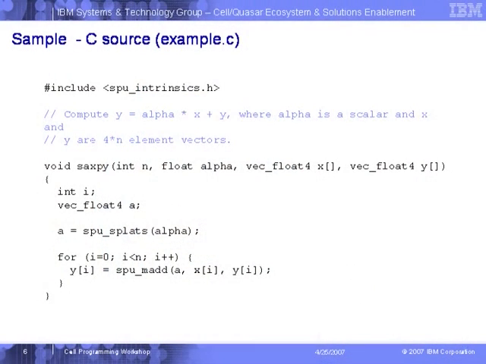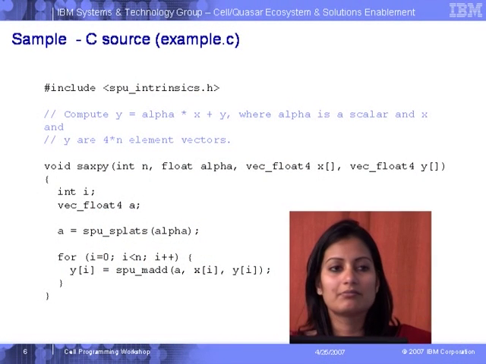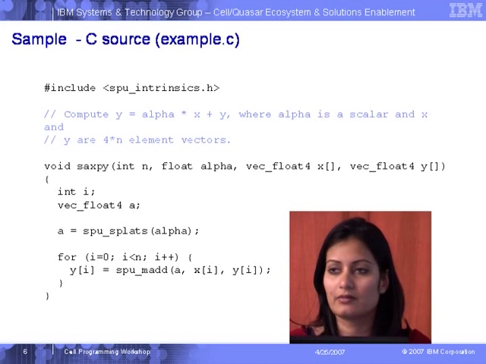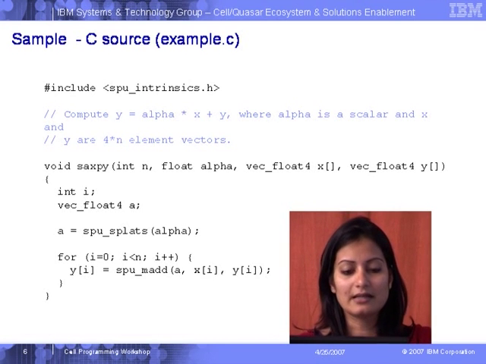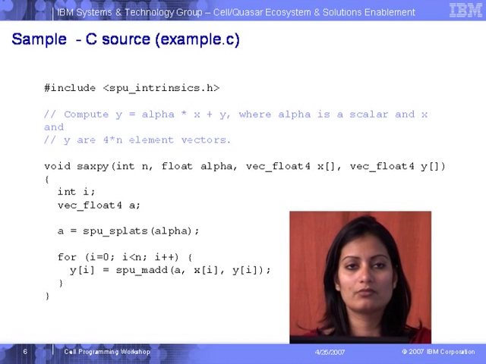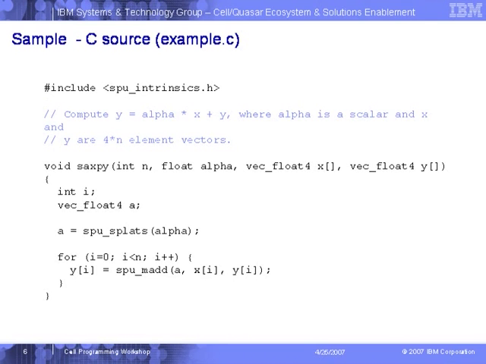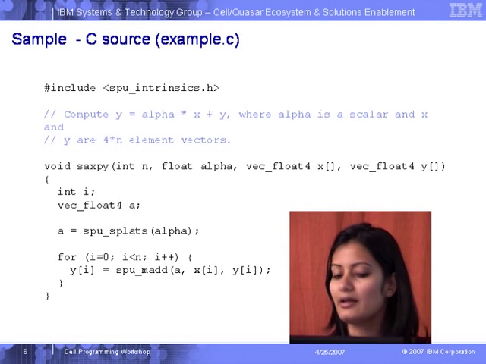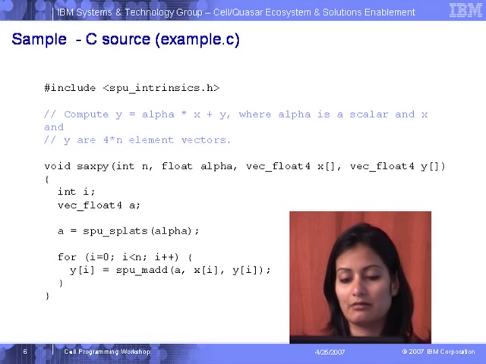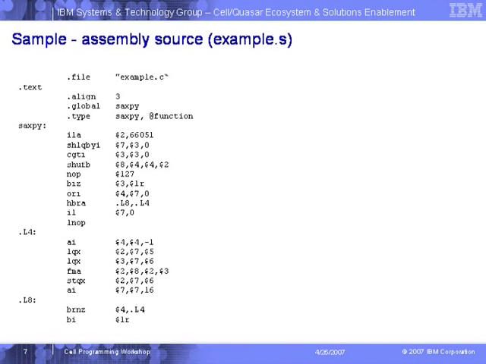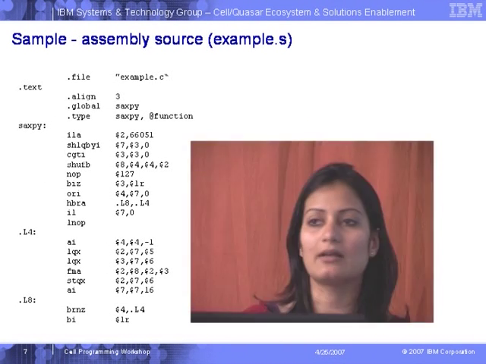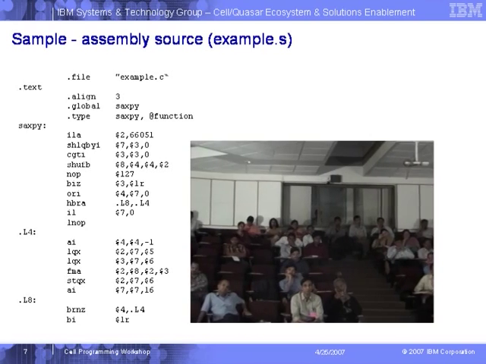So there will be 4 floating point values in that vector A. spu_splats will take the scalar value alpha, say 4.5, and inside vector A it will put 4.5, 4.5, 4.5, and 4.5. So there will be 4 values replicated across the whole vector. And then you do a multiply-add: multiply x[i] and y[i], and then add it to A. This is what this simple code is doing. Once the assembly code is produced, this is how a typical assembly file looks for any source code, a simple C program.